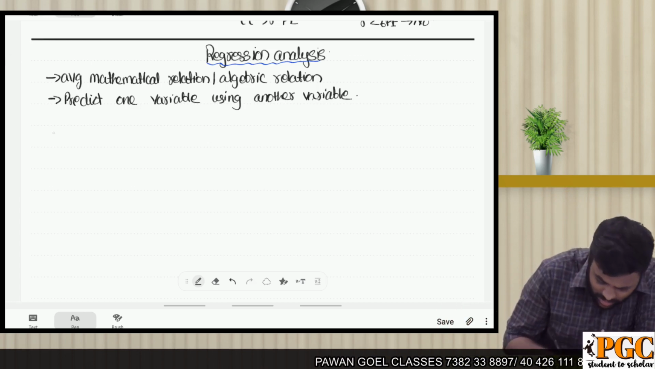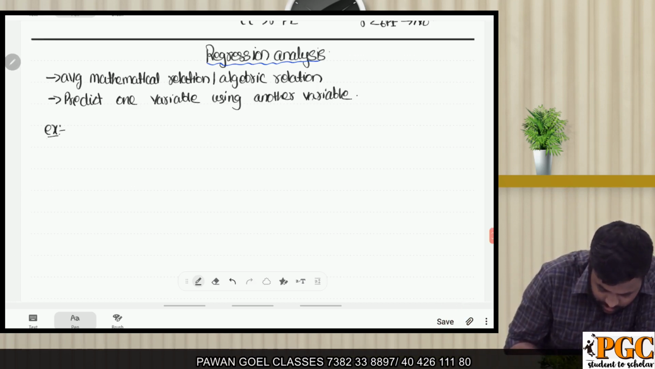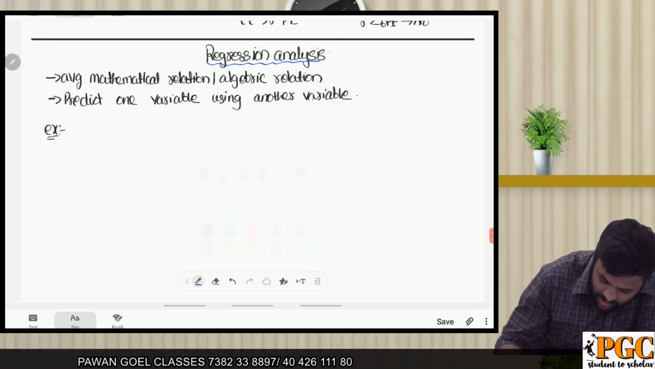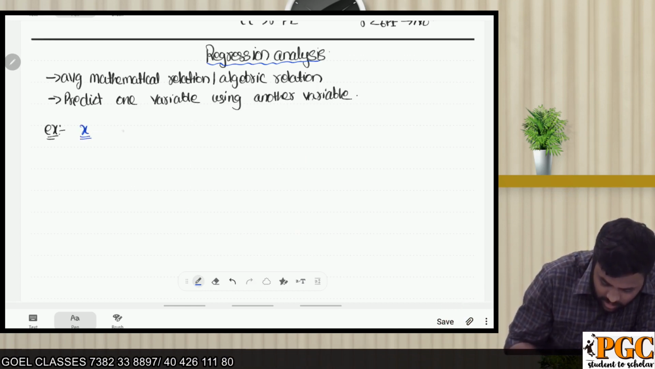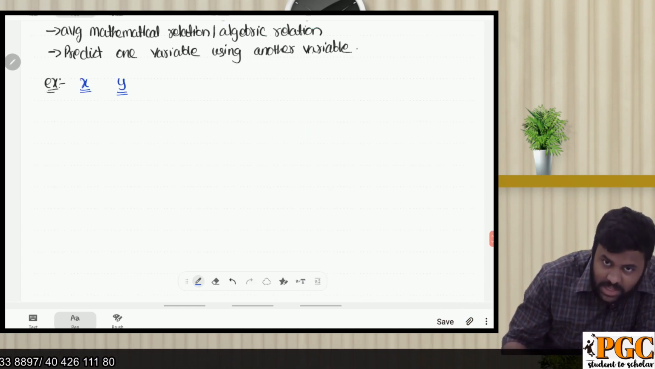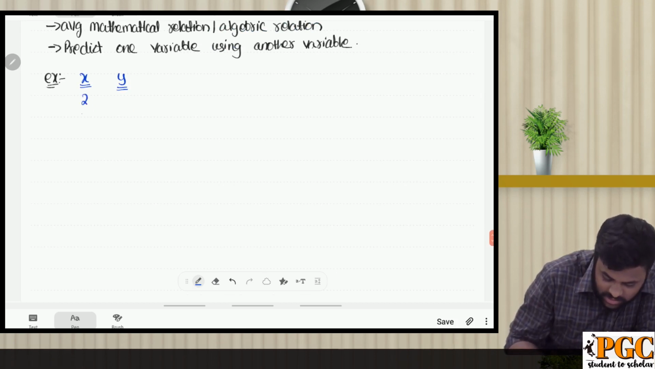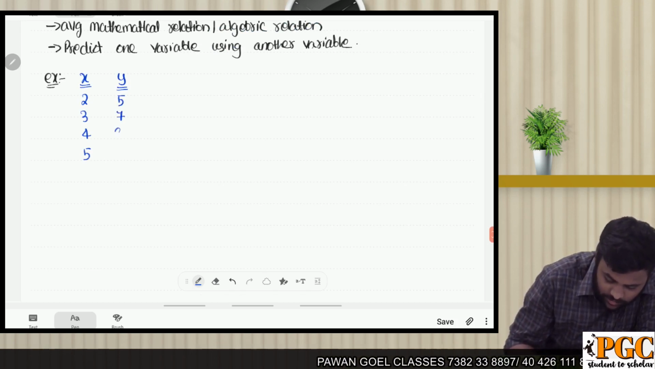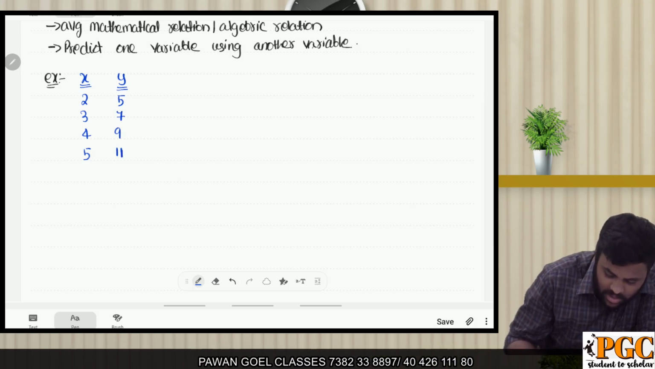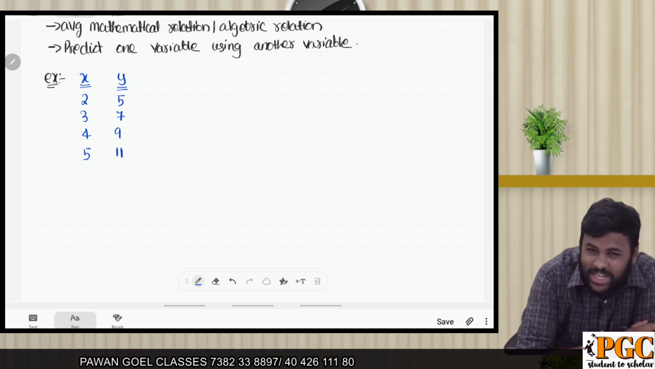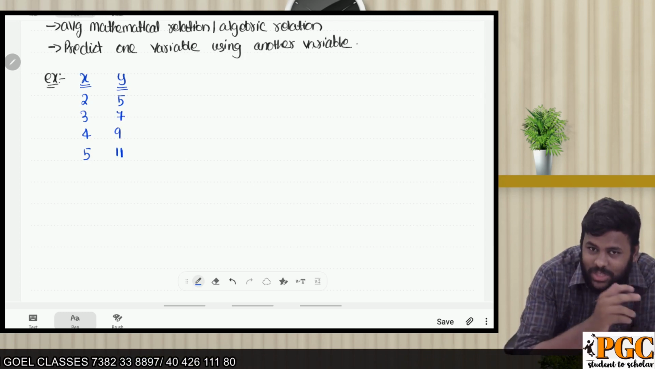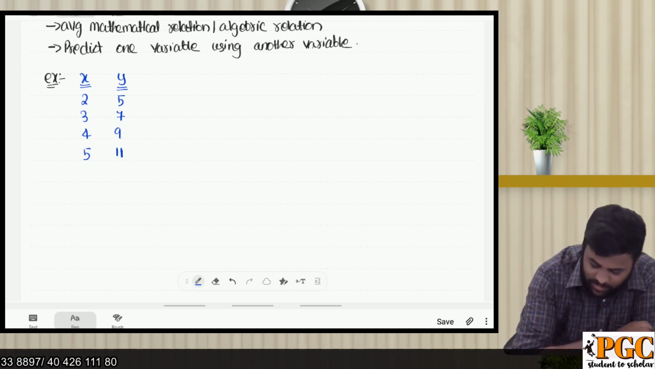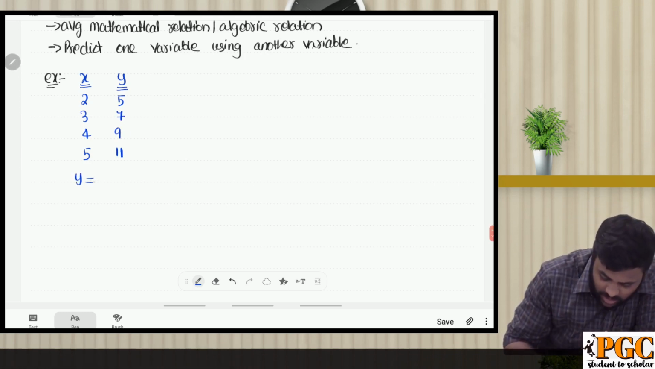Say for example, I am having variables x and y somewhat like this. Variable x is given, variable y is given. Variable x is given as 2, 3, 4, 5. Variable y is given as 5, 7, 9, 11. Now my dear friends, I am not asking what is the relation between them. I am asking what is the algebraic relation between them. Now can I write, my dear friends, y is equal to 2x plus 1?